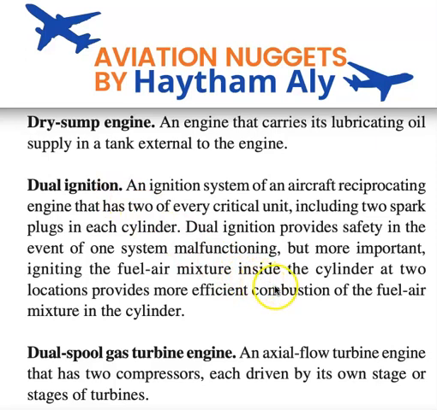And the second answer, we have two locations that provide more efficient combustion of the fuel-air mixture in the cylinder of the reciprocating engine or in the combustion chamber. So again, more important is igniting the fuel-air mixture inside the cylinder or inside the combustion chamber at two locations, which provides more efficient combustion of the fuel-air mixture.